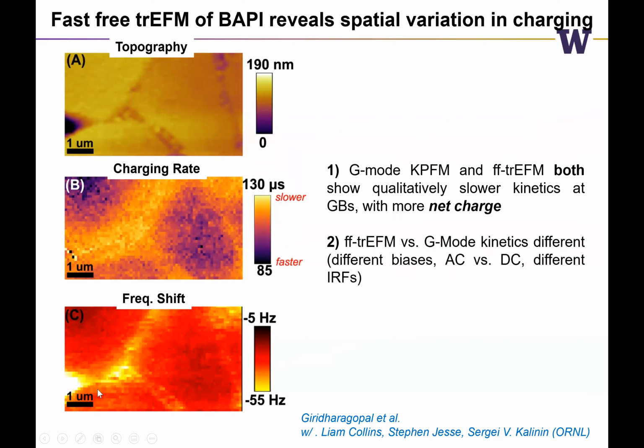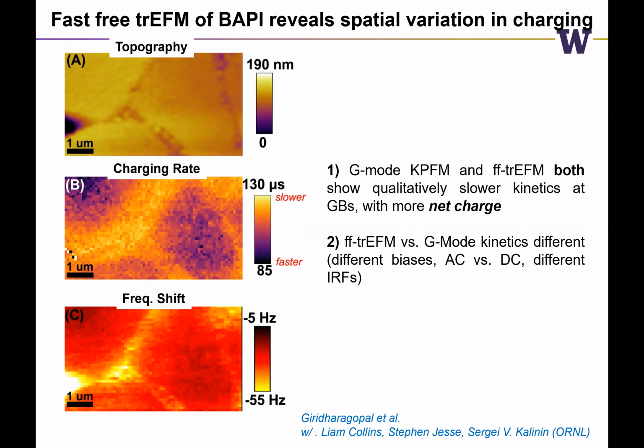If you contrast this with the frequency shift, which is something you might get in conventional electrostatic force microscopy, we see that there's a larger frequency shift at grain boundaries as opposed to grain centers. A larger frequency shift here means that there's more charge buildup. So if you take these together, at grain centers you get less charge, but the charge that builds up is faster than at grain boundaries, where you have relatively more charge, or at least more EFM signal, and an EFM signal is relatively slow.